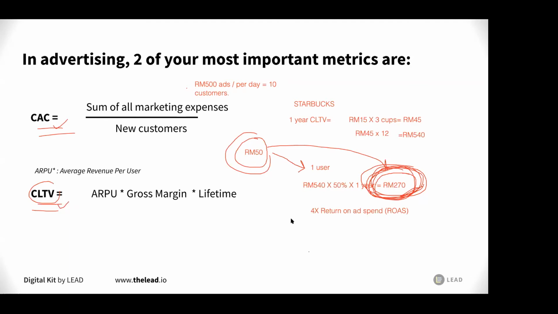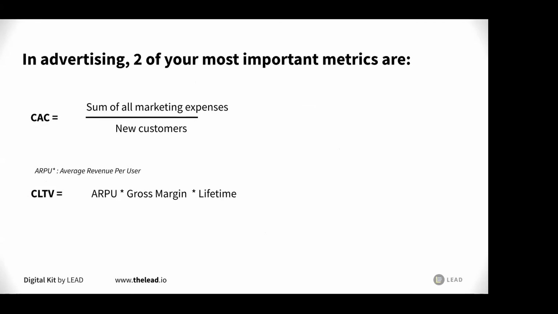Now, how do we get the 50%? This 50% is made up. We're just assuming that Starbucks makes 50% margin from their sales. Okay, so I hope this helps you. We will go through this later on. Yeah. All right. So, okay, cool.